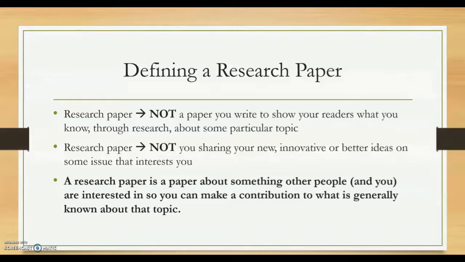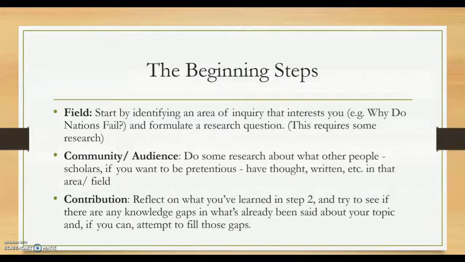Now let's break it down by describing roughly the steps you'd ideally take when writing a research paper. The first is the field. Start by identifying an area of inquiry that interests you. So, why do nations fail? And formulate a research question. This part, of course, requires some actual research.